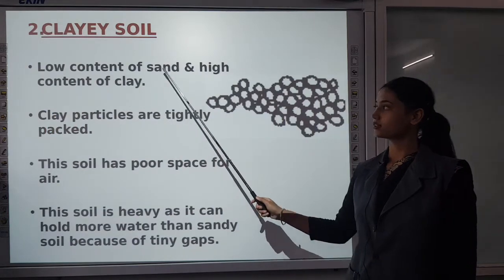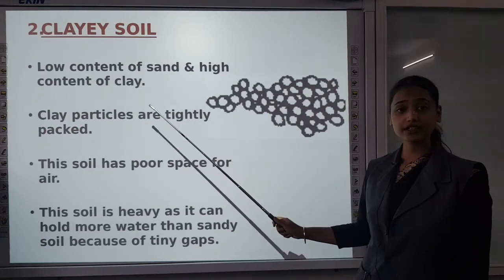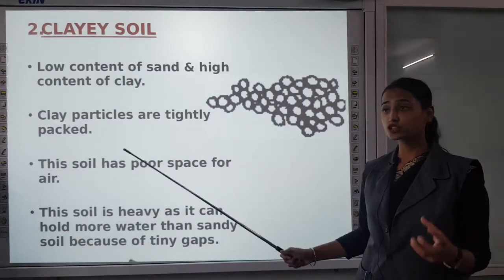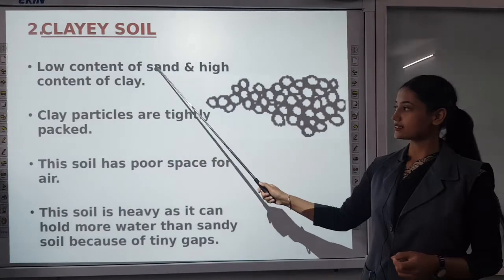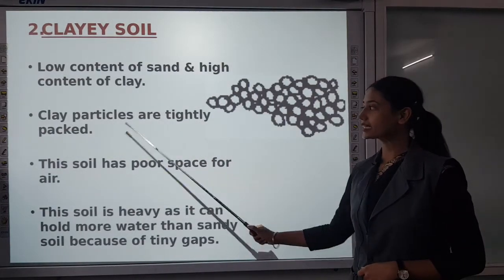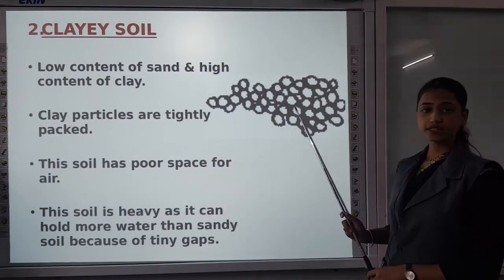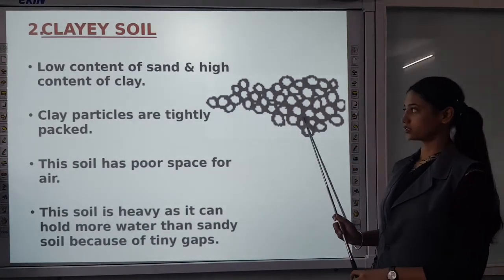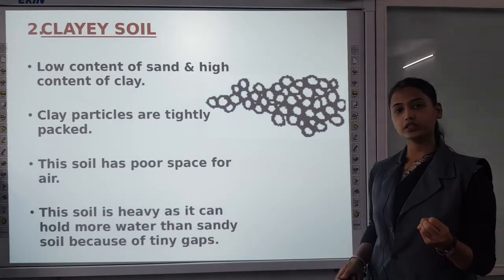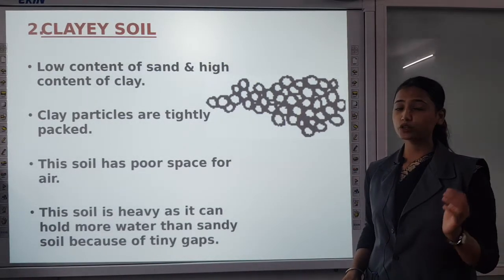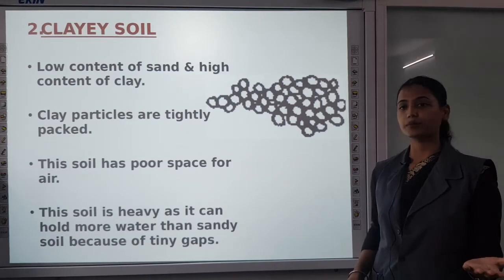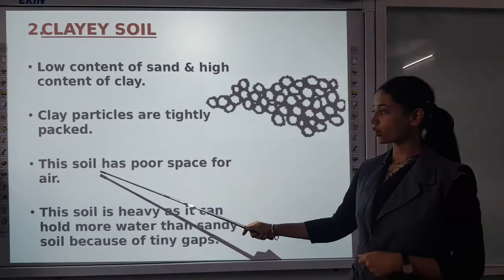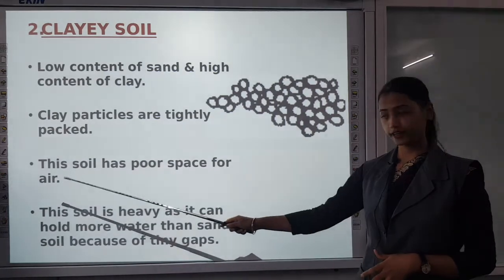Then clayey soil. It has high content of clay and low content of sand, means the ratio of clay is more than sand. Clay particles are tightly packed because the size of clay particle is very small. As they are very close to each other, not much space is present, means it cannot fill air. So this soil has poor space for air.